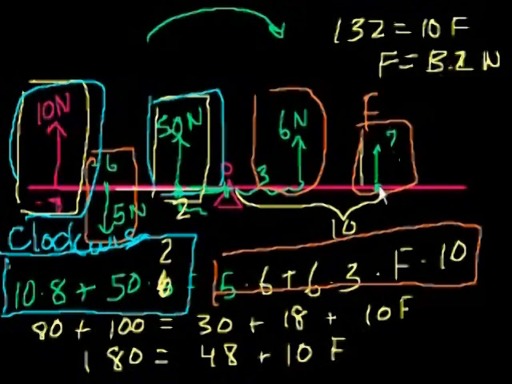a 132 newton-meter moment in the counterclockwise direction, which will perfectly offset all of the other moments, and our lever will not move. Anyway, I might have confused you with all of the counterclockwise, clockwise, but just keep in mind that all the moments in one rotational direction have to offset all the moments in the other rotational direction, and a moment is the force times the distance from the fulcrum. Force times distance from fulcrum.